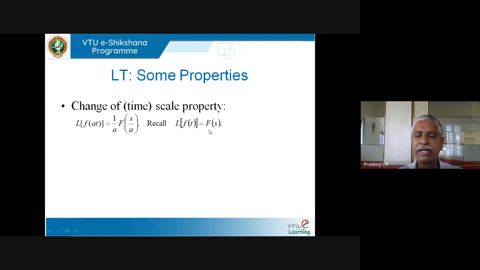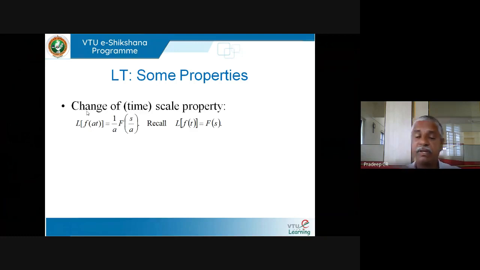Whenever I write capital F of s, you must know there is a small f whose Laplace happens to be capital F. This is a standard thing. I won't keep telling this again and again. Initially to recall I'll tell, but later on I won't even talk about it. So Laplace of small f(t) is capital F(s). So Laplace of f(at) is 1 by a, capital F of s by a. This means if I know Laplace of f(t), I know Laplace of f(at). So it's like change of scaling the time. Time everything is doubled or tripled.